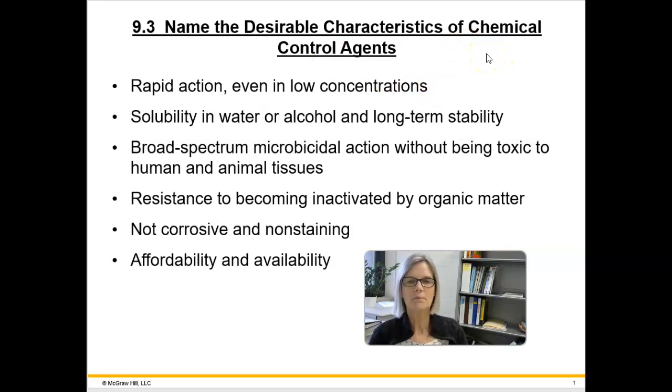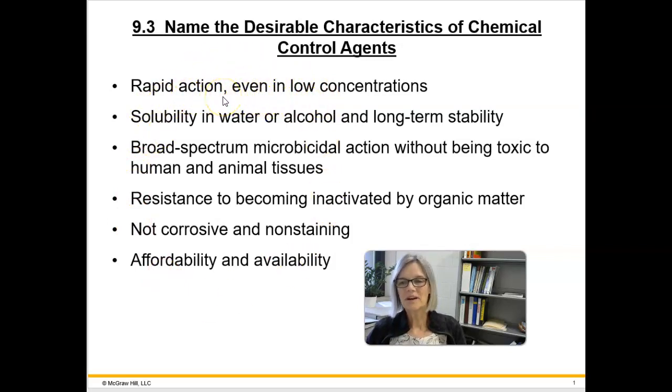We finished talking about physical control agents, and now we're on to chemicals. When you're looking for a chemical, look around your house, you've got all sorts of chemicals that you use for microbial control. And these are some of the things that we're looking for in them. There's lots more chemicals that will kill microbes, but they're not all appropriate for using in the situations where we like to use them. So the first bullet here says they need rapid action even in low concentrations. And all these are written out in your book.